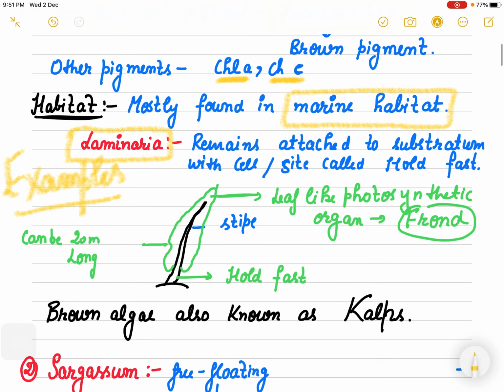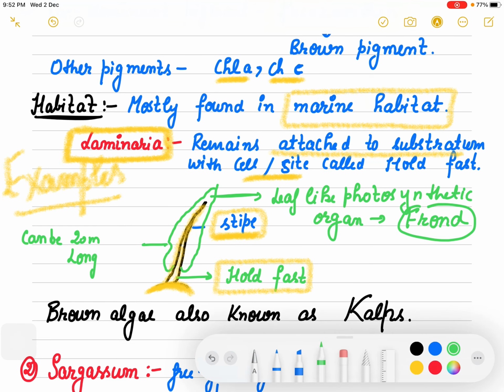Same here, I am taking the example of Laminaria. Laminaria has a very special feature: it remains attached to the substratum, meaning it always stays attached to the base. The place through which it attaches is called the hold fast. And finally this goes into a long, stalk-like structure, which is known as the stipe.